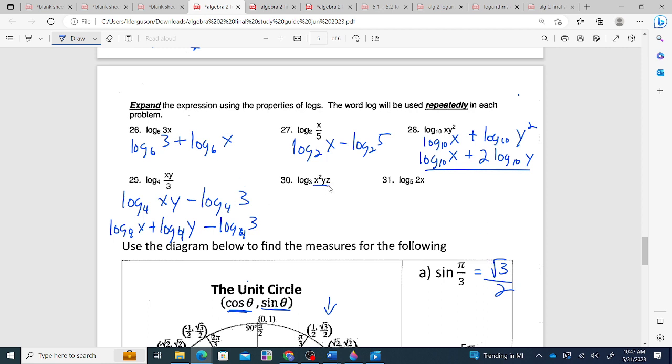So this one right here, there's three things being multiplied. So I know I'm gonna expand it. I'm gonna have three of them. Then I got a power that I do at the end. So this is gonna be log base 3 of x squared plus log base 3 of y plus log base 3 of z. And then last, I've got a power, so I'm gonna say 2 times the log base 3 of x plus log base 3 of y plus log base 3 of z.